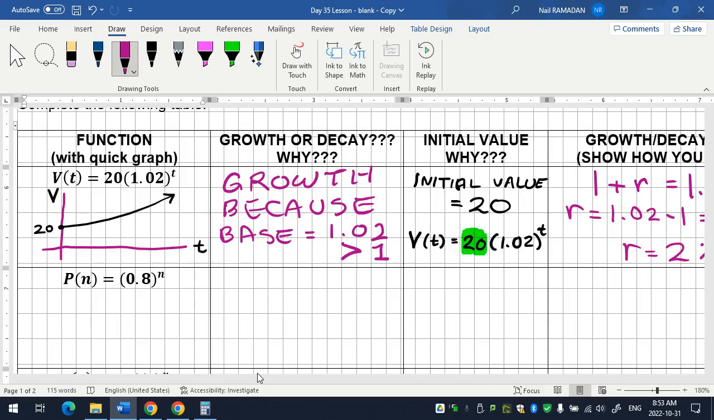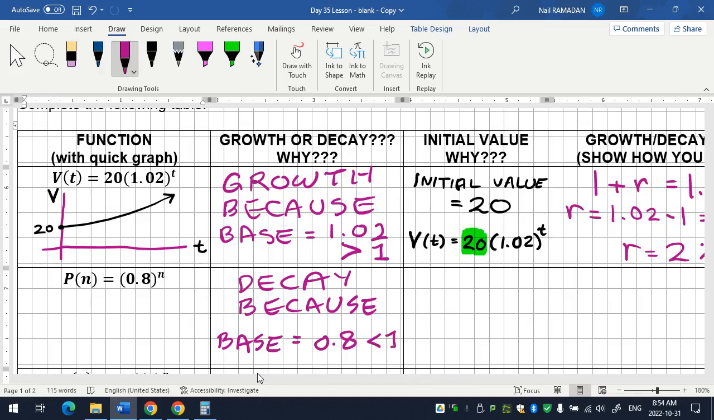Decay because base equals 0.8, which is less than 1. Okay? Help me out with sketching it. Let's sketch it real quick.